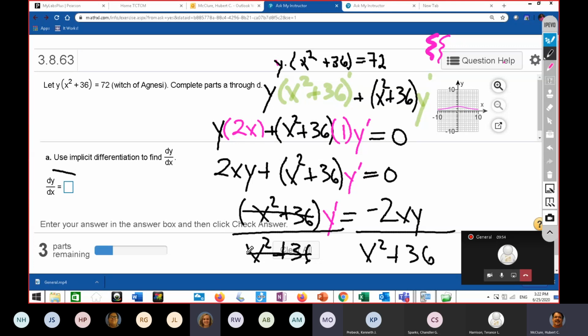Yeah, so I sent this one in with the witch of Agnesi. Is that why you put the y in front, or like what's the reasoning for that?